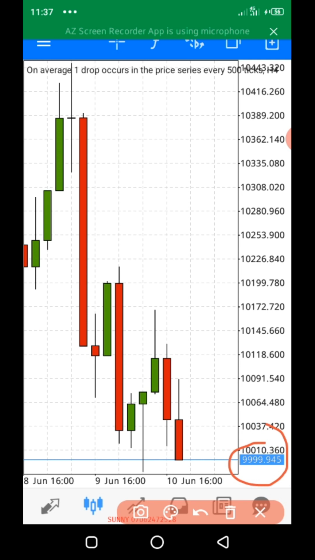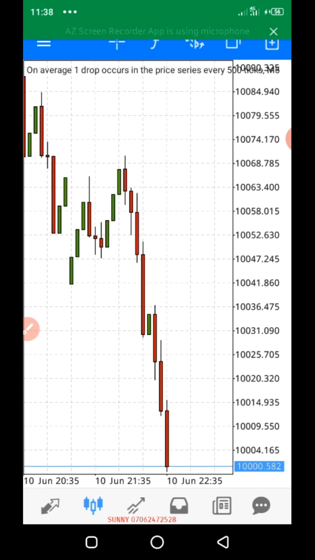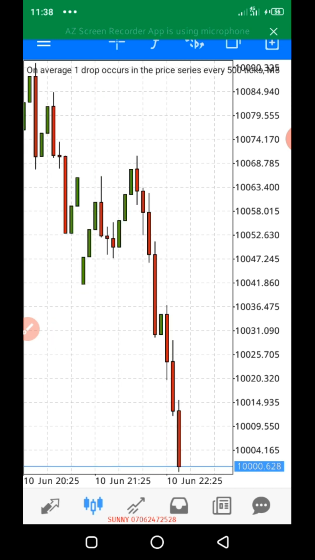You know the market price changes by seconds, but we are still on that 999. The price just changed to 1,000, actually 10,000 plus. If I go to M5 now, are you seeing that we are still on that 10,000 plus? So the price does not change, what changes is the chart. All the time frames are the same, but you can use the chart of the different time frames to analyze the markets.